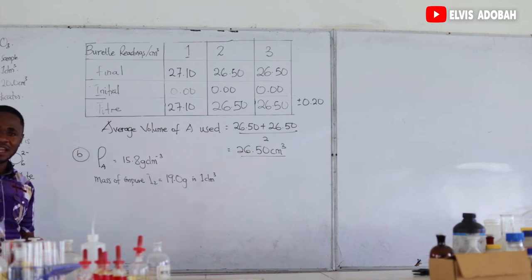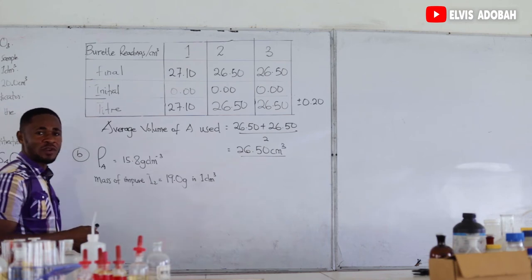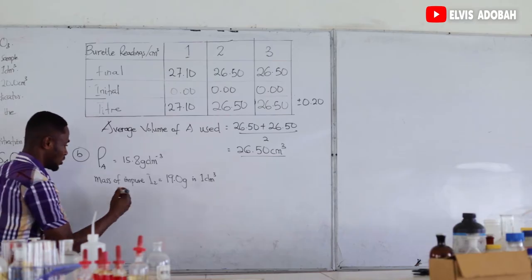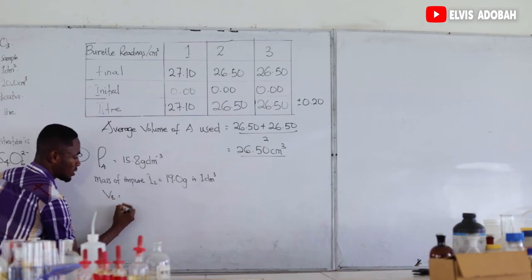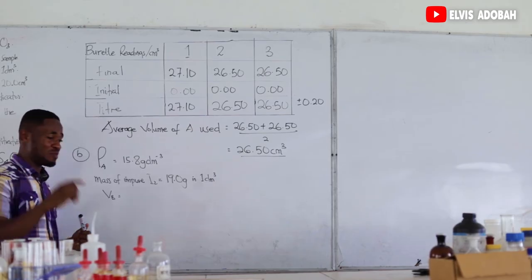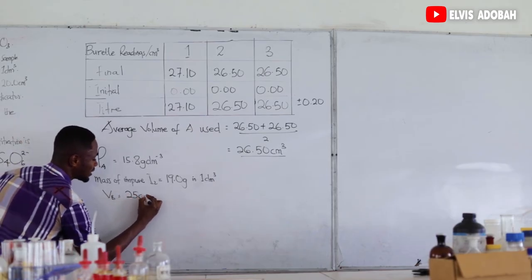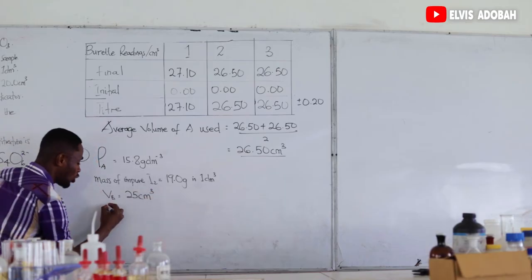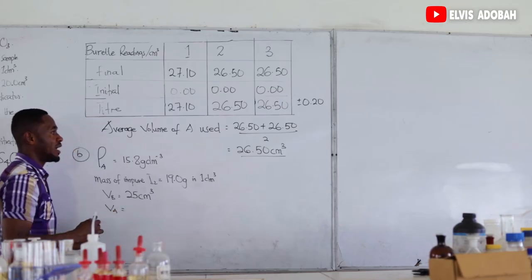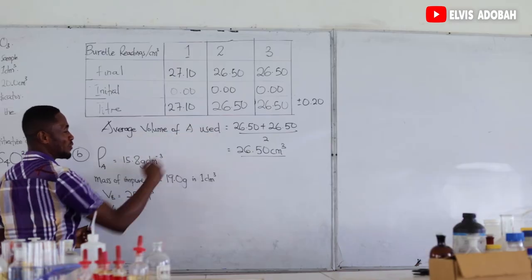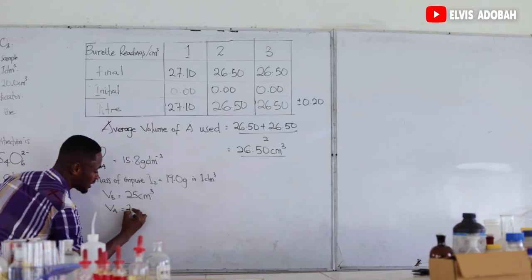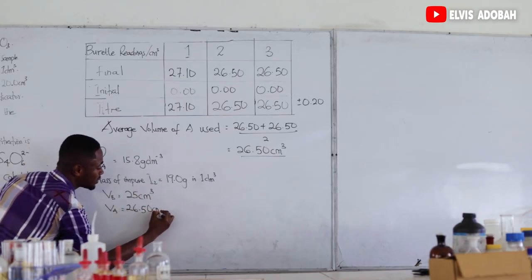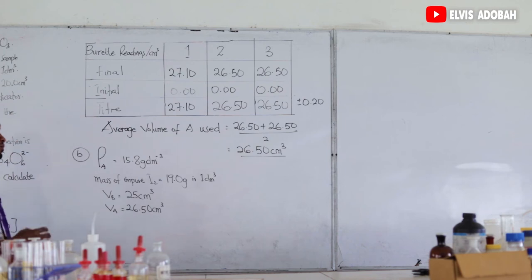Then, during our titration, we made use of a pipette to measure the volume of B. So volume of B is equal to the volume of the pipette, which was 25 centimeters cubed. Our volume of A is our average volume of A used in the titration, and we have gotten that one to be 26.50 centimeters cubed. Well, these are the parameters we have. Let's put them to good use.